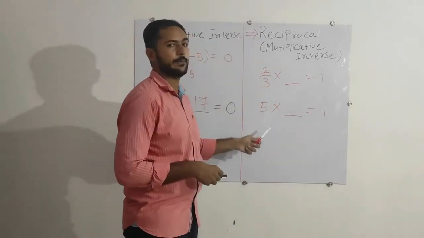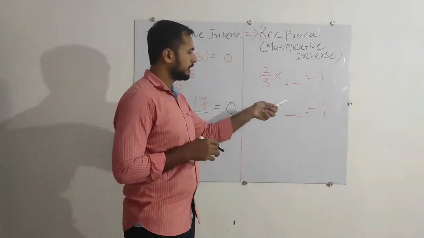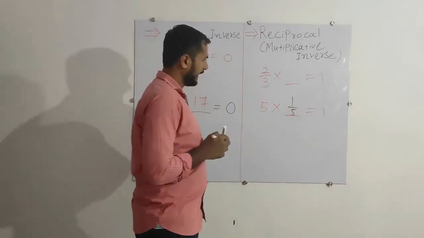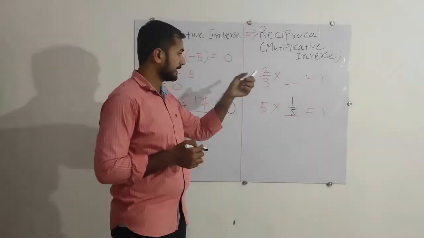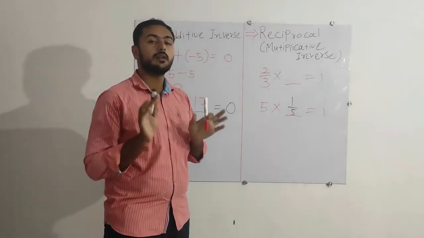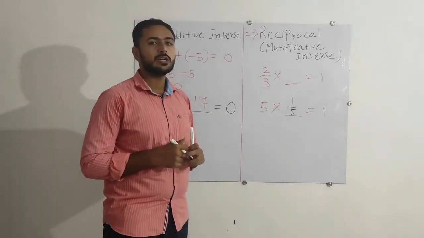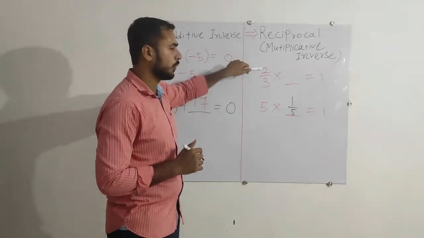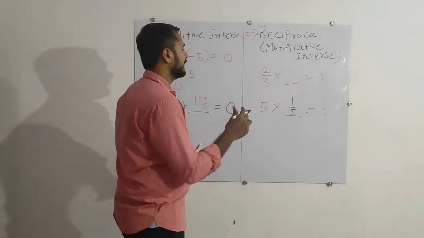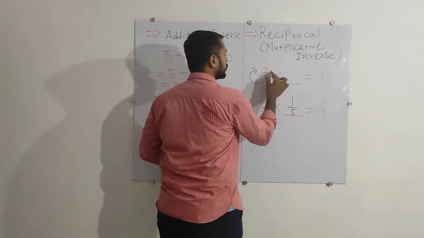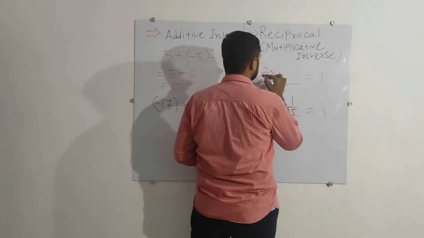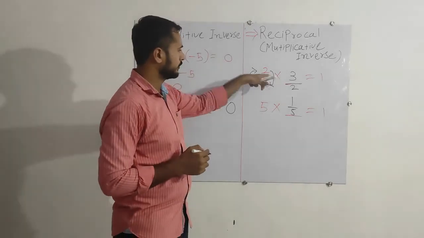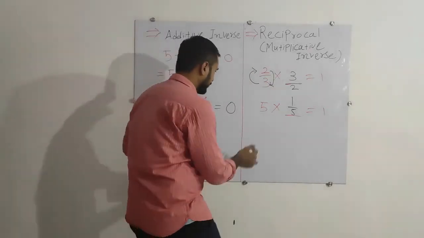First of all, let's start with the number 5. What should I multiply with 5 to get the answer 1? Simply 1 by 5. And here in 2 by 3, what should I multiply with 2 by 3 to get 1? In reciprocal, we shuffle the numbers, that is, the numerator and the denominator. The numerator here is 2, the denominator is 3. Just shuffle that. Now 3 will be the numerator and 2 will be the denominator, that is 3 by 2. Just check that: 2 cancels, 3 cancels, the answer will be 1.